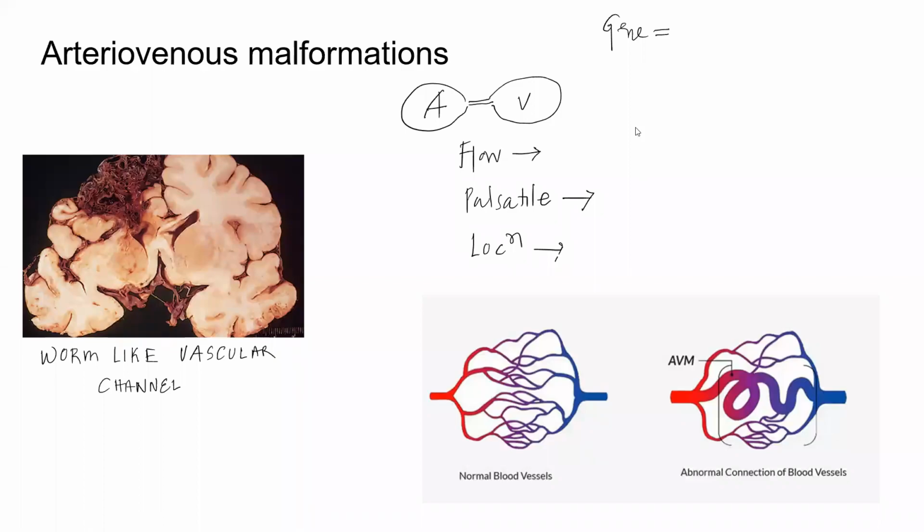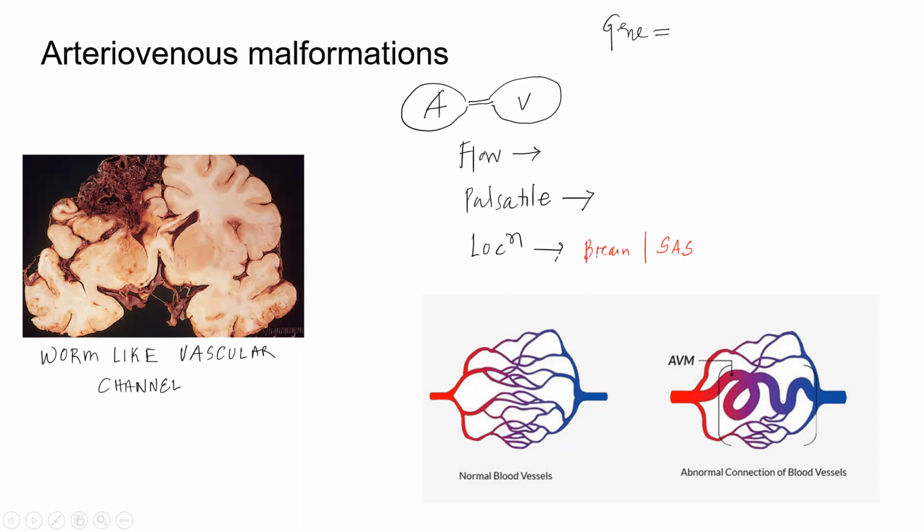Hello friends. In this video, I am going to discuss arteriovenous malformations. Among all the vascular malformations, arteriovenous malformations are the most clinically significant because they can cause significant hemorrhage. They may be located in the brain parenchyma, where they can cause lobar bleed. They may also be located in the subarachnoid space, and rupture of this AVM can cause subarachnoid hemorrhage also.